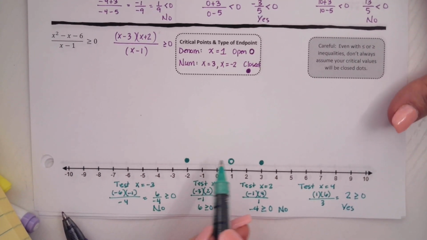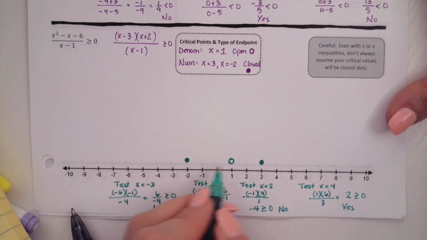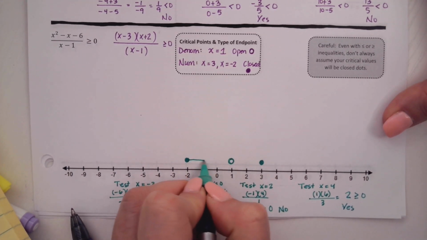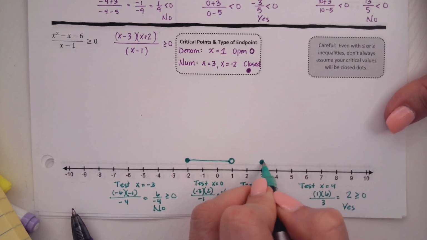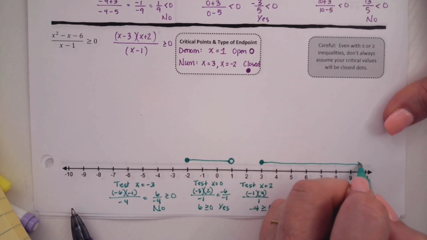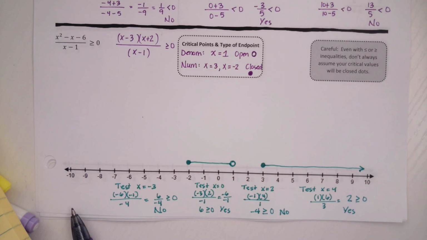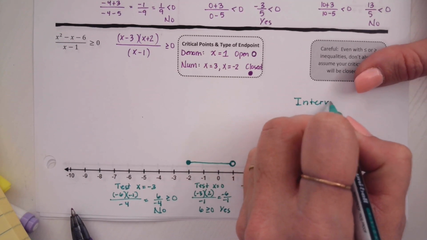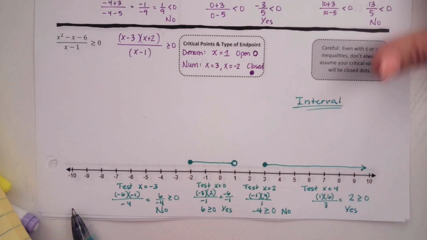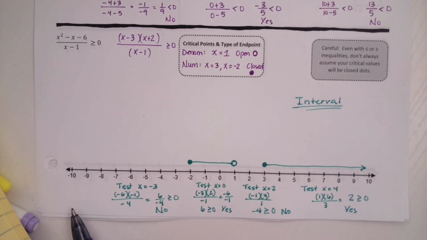So I'm going to shade where those areas are. One of them was between the negative 2 and the 1. And then the other one was to the right of the positive 3. And then don't forget, let's also write our answer as an interval. Is this one going to have a U? Yes. How can we tell? There's 2 separate intervals. This one and then this one.